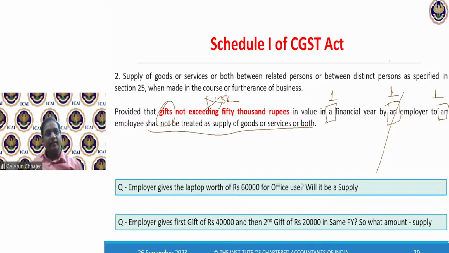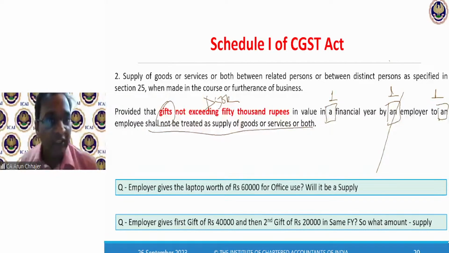All are correct. The entire 60,000 would be taxable because the proviso says the gift should not exceed 50,000 in a financial year by an employer to an employee. In this case, in one financial year, the total gift value is 60,000, which is more than 50,000. So the entire amount would be taxable.